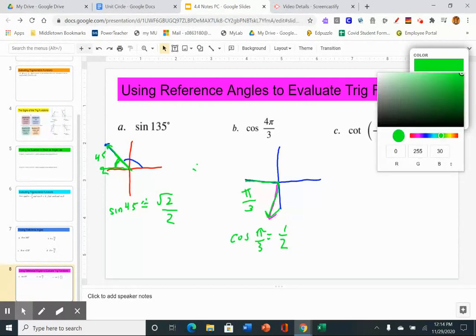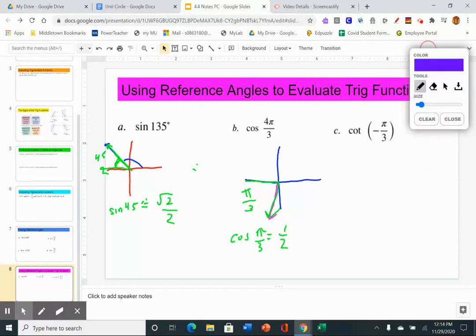Okay, last one for the day. Cotangent of negative pi over 3. It's a little bigger. So again, I'm just going clockwise, pi over 3, which is negative pi over 3.